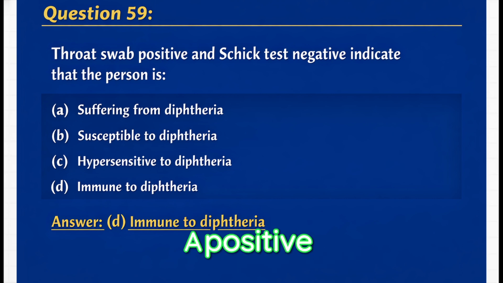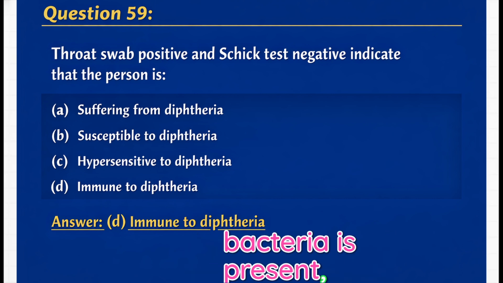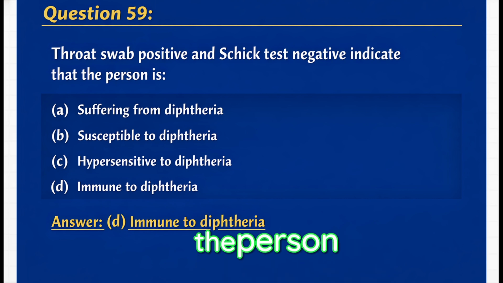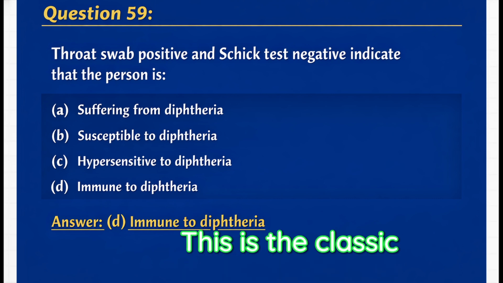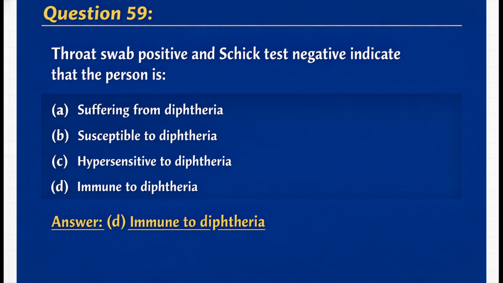Here's why. A positive throat swab means the bacteria is present, but a negative Schick test means the person has antibodies, antitoxins, to fight it. So they have the bacteria, but they aren't getting sick from it. This is the classic definition of an immune carrier.